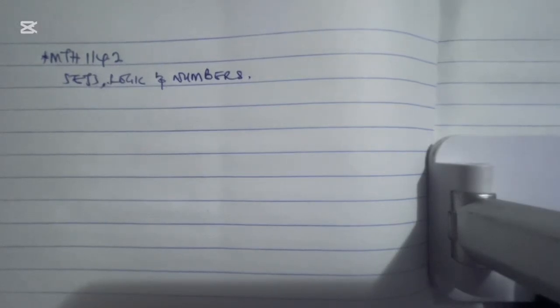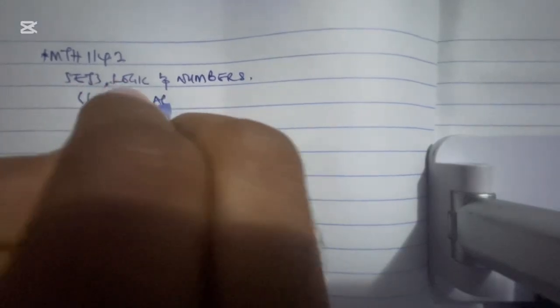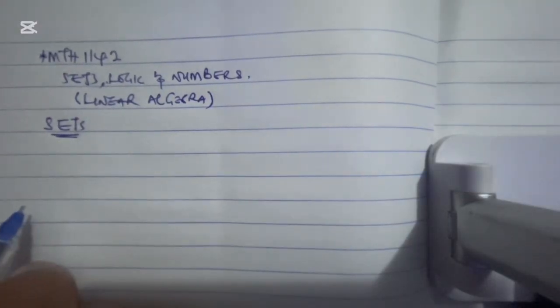In this video, we are going to be looking at Math 114.2, which is set logic and numbers, also known as algebra, linear algebra. So basically, we'll be starting with sets. We'll try as much as possible to touch the key areas of this course and demystify it to ensure that it gets a clearer understanding. So, what are sets?